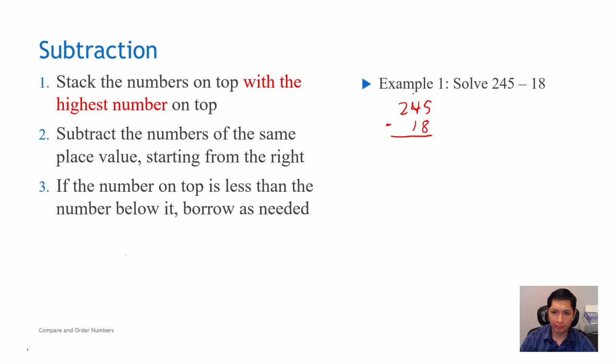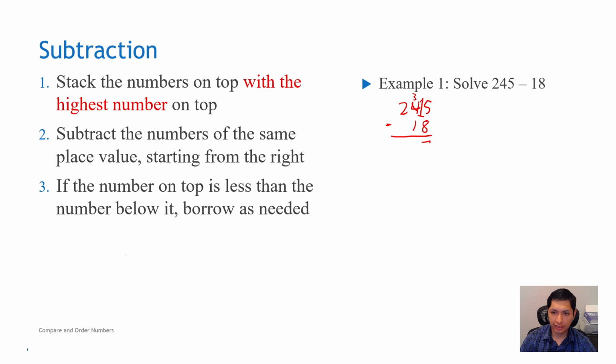And this 4 now becomes a 3. I am borrowing 10 from the 4 in the tens place, and I am going to add that 10 to my 5, and that becomes 15. Let's see if I can make it. There you go. So now it's 15 minus 8, and 15 minus 8 is 7.